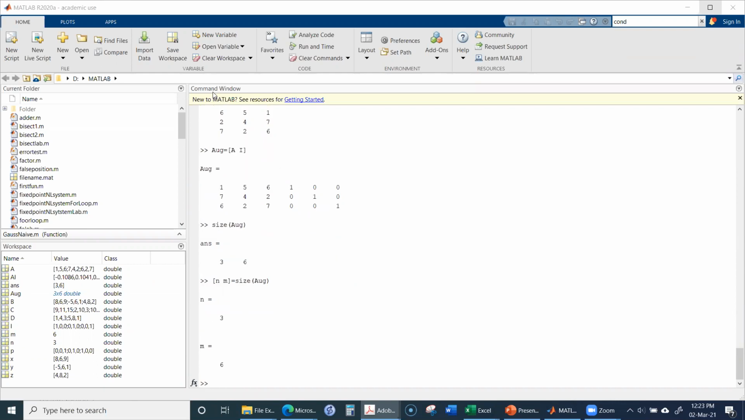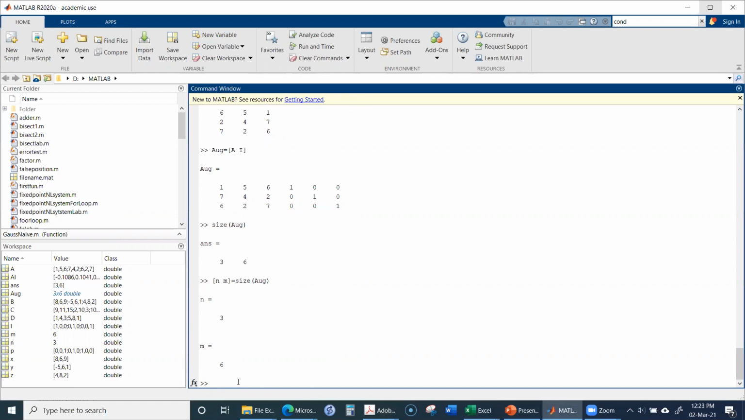This is the command window. If I write the script in the editor, then there will be a document.